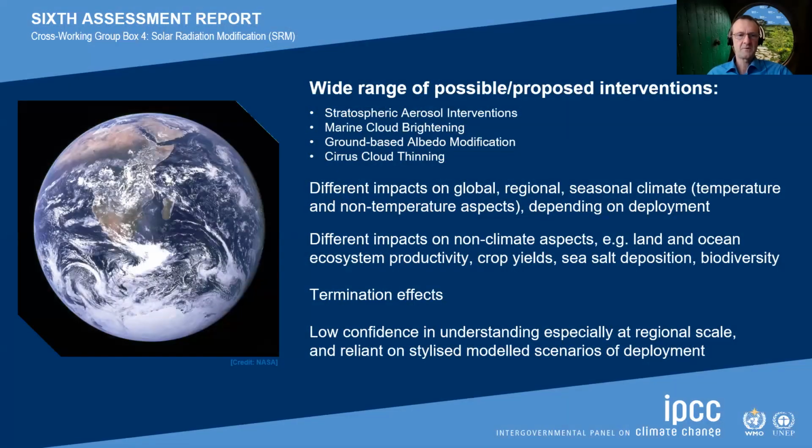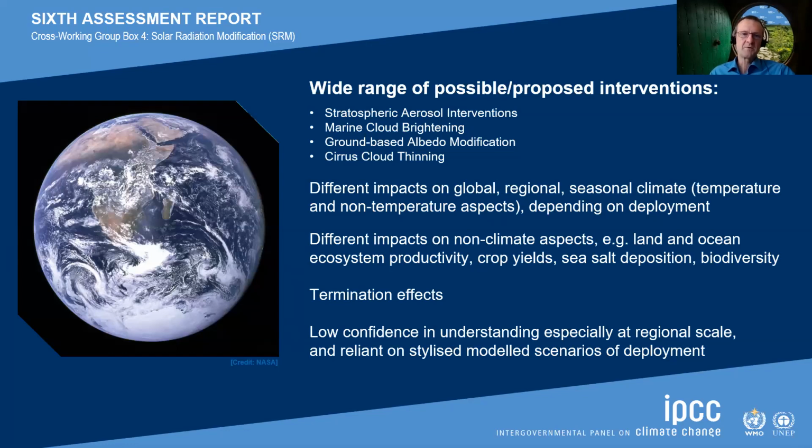There's been a fair bit of attention given in the IPCC assessment, both in working groups 1 and 2, and also from the governance side by working group 3, on various ways of solar radiation modification. And I guess the key messages out of that, rapidly condensed by me into a single slide here, is that there is a wide range of possible or proposed interventions. They have different mechanisms, they have different scale, and as a consequence, they would have very different impacts on global, regional, and seasonal climate, both in terms of temperature and non-temperature aspects such as rainfall, depending on their deployment. And that is a very important point.